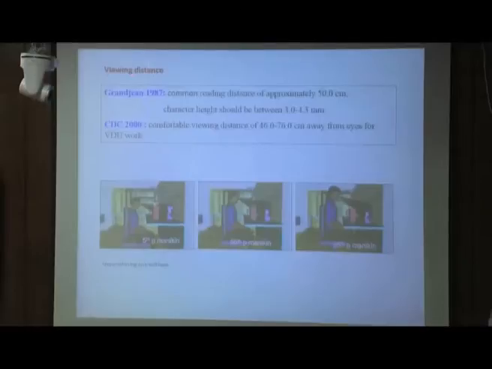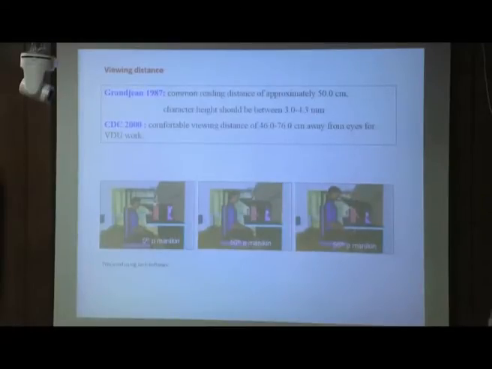Now we are discussing viewing distance. From this reference, Grandjean 87, we find a common reading distance of approximately 50 centimeters. So while individuals are reading displays or any other reading material, maybe printed material also, how should the distance be from the eye to that particular viewing object? The common reading distance is 50 centimeters. Character height should be between 3 to 4.3 millimeters.